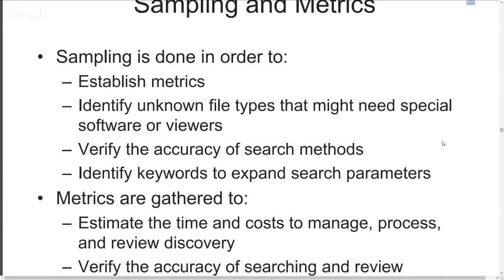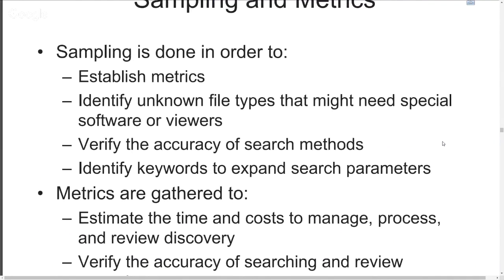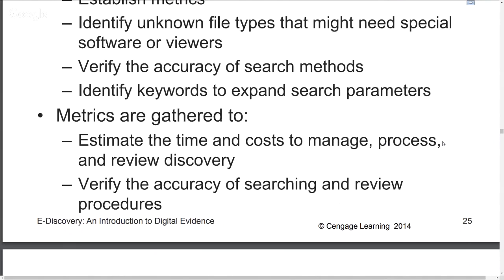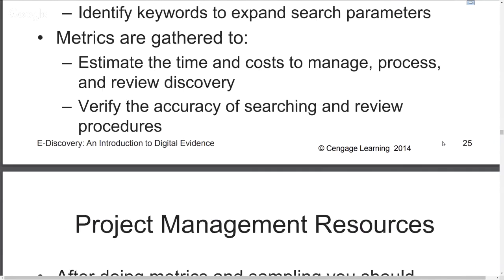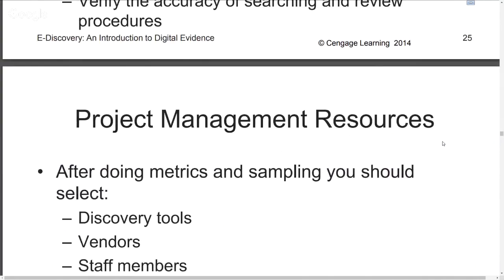Sampling is done in order to establish metrics, and identify known or unknown file types that might need special attention, software, or viewers. Verify the accuracy of the search methods. Identify keywords to expand search parameters. These metrics are gathered to establish or estimate the time and cost to manage, process, and review. Verify the accuracy of searching and reviewing procedures.